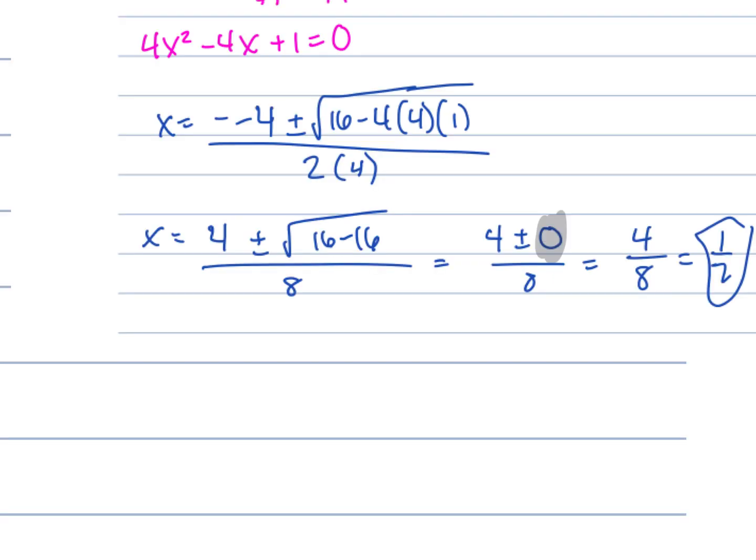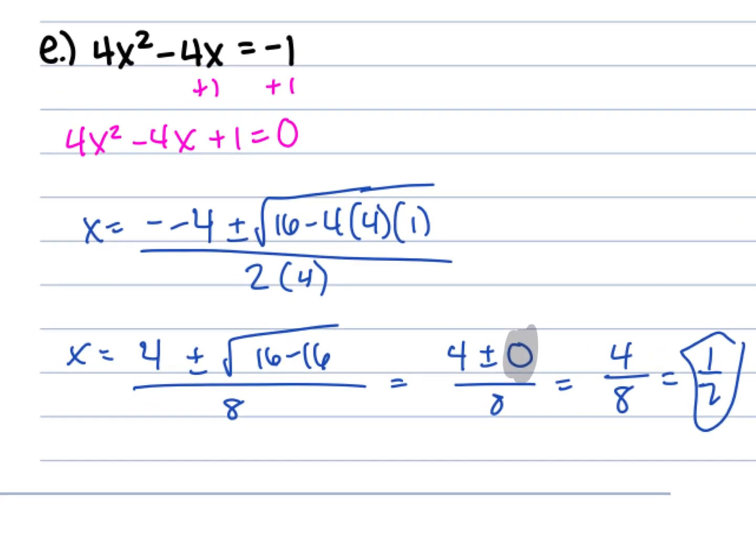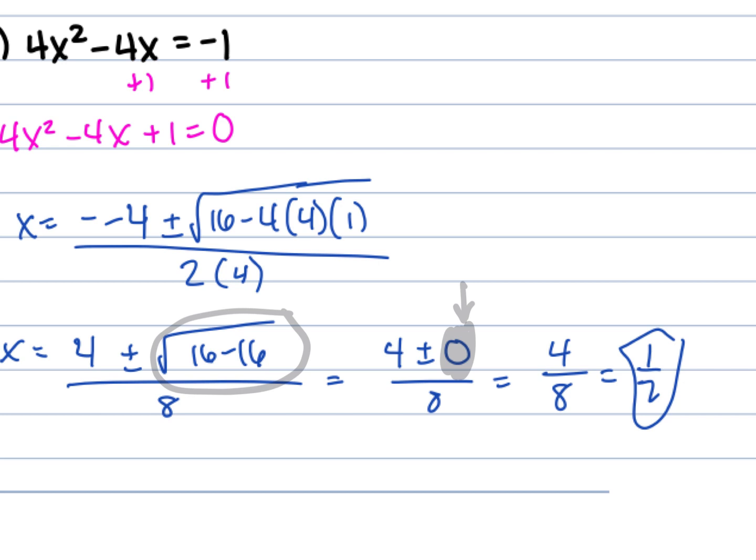Okay? So letter E, here's all the work. You should have added 1 to both sides. When you use the quadratic equation, it should have been negative 4 plus or minus the square root of 16 minus 4 times 1, all over 2 times 4, which is also 8. You would have gotten 4 plus or minus the square root of 16 minus 16, which is 0, okay? 4 plus 0 is the same as 4 minus 0. It's just 4, and 4 divided by 8 gives you 1/2. That was your only answer, okay?